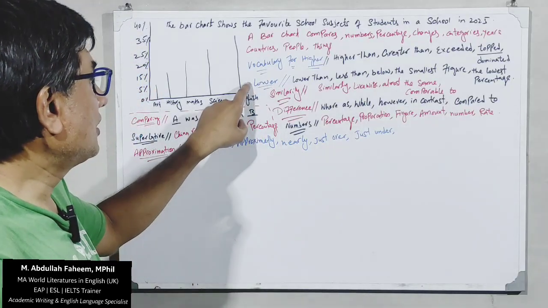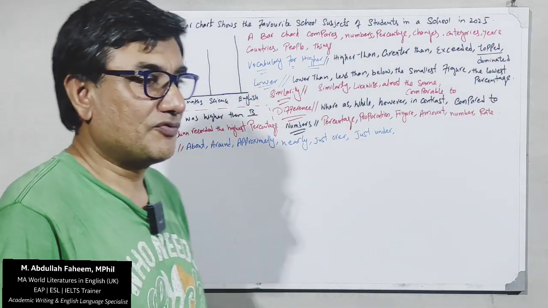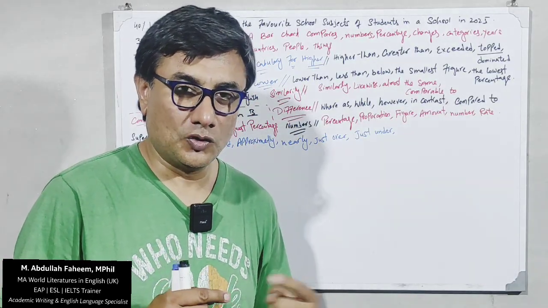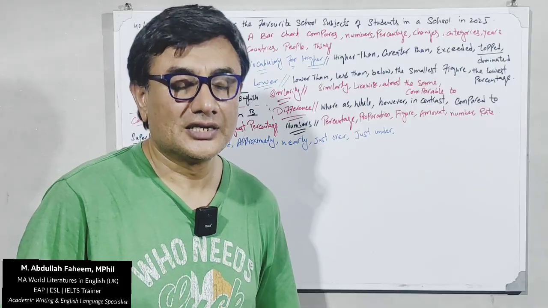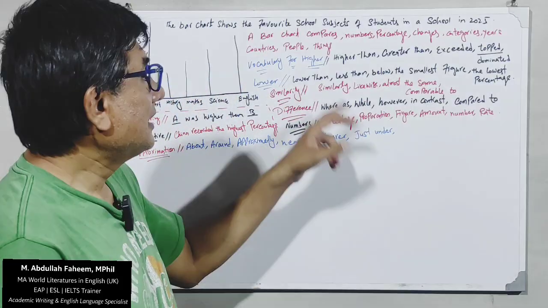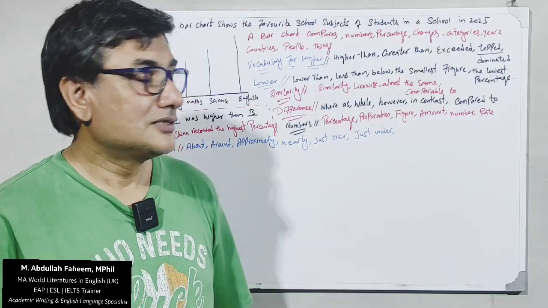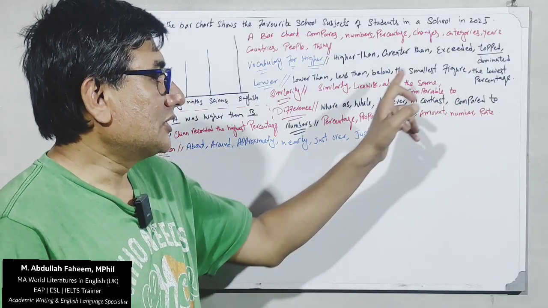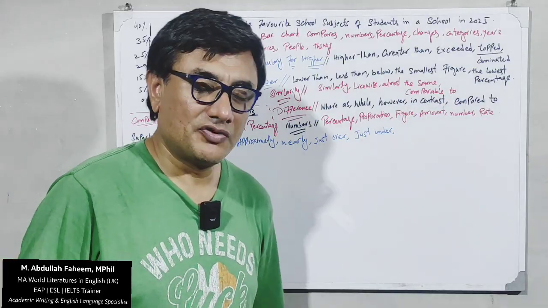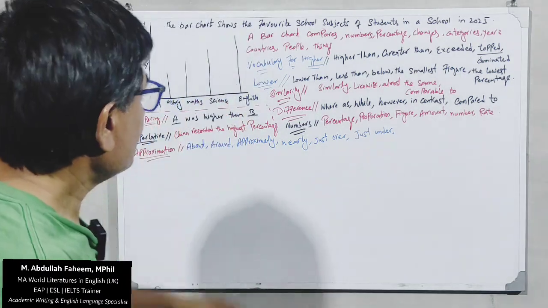Now we have another vocabulary list. It's for lowers. If something is in lower state or lower status, then you can use these words like lower than, less than, below than, under. So these are the words here that you can use for smaller figures or lower figures.